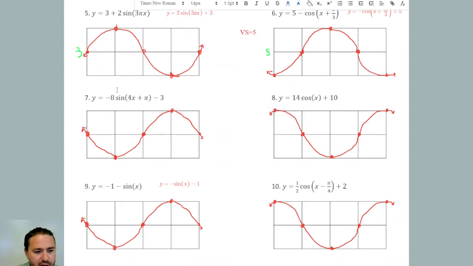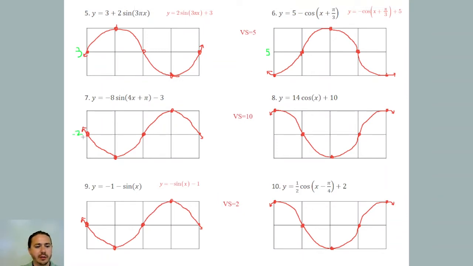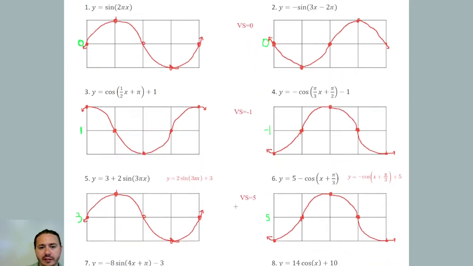Let's just knock the rest of these 4 out, and then we'll go back and label it on the graph. Here, vertical shift is going to be 10. For number 9, the vertical shift is -1. Hopefully, you're seeing where I'm coming up with these numbers. It's just the number you're adding on each one of these. And finally, the vertical shift here is going to be 2. So let's go back and label these. Number 7, this should be -3. This should be 10. This should be -1, and this one's going to be 2. All right, so that takes care of the vertical shift.